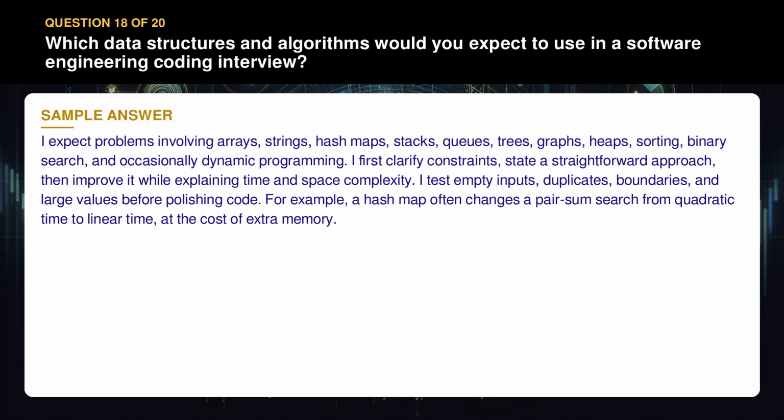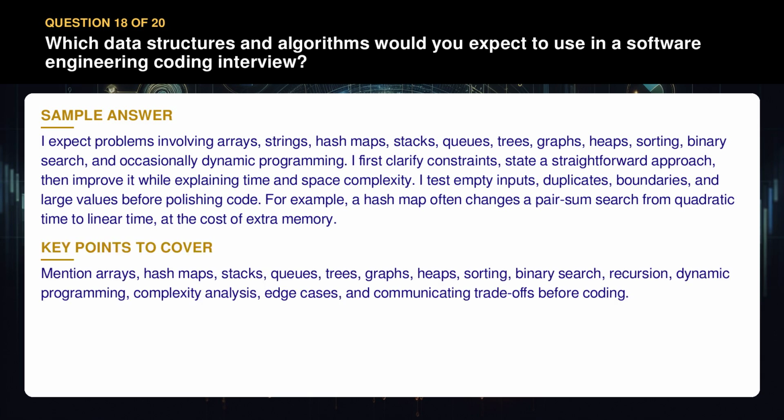For example, a hash map often changes a pair sum search from quadratic time to linear time, at the cost of extra memory. Mention arrays, hash maps, stacks, queues, trees, graphs, heaps, sorting, binary search, recursion, dynamic programming, complexity analysis, edge cases, and communicating trade-offs before coding.